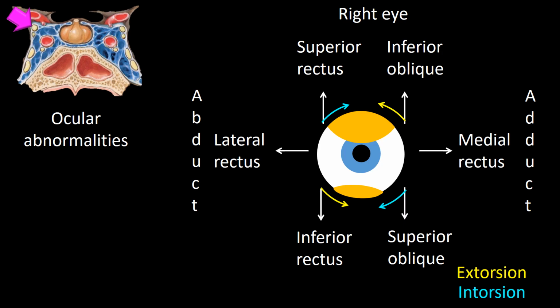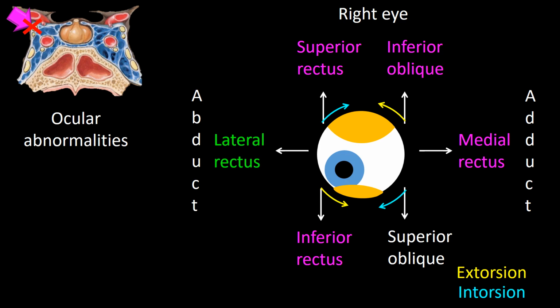Now, I want to shift your attention to the cavernous sinus. The arrow is pointing to the third cranial nerve. This nerve innervates the superior rectus, the inferior oblique, medial rectus, and inferior rectus. Injury to this nerve will produce down and out displacement of the globe, because only the lateral rectus and the superior oblique are spared.